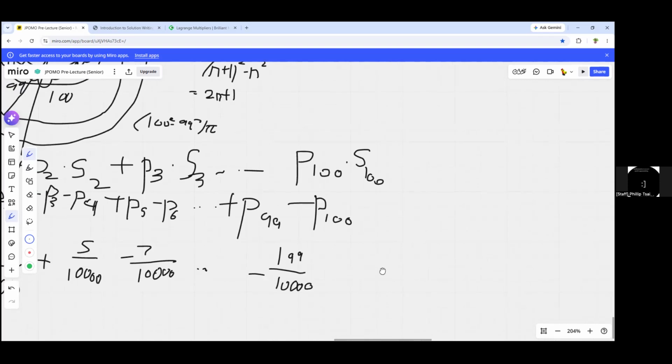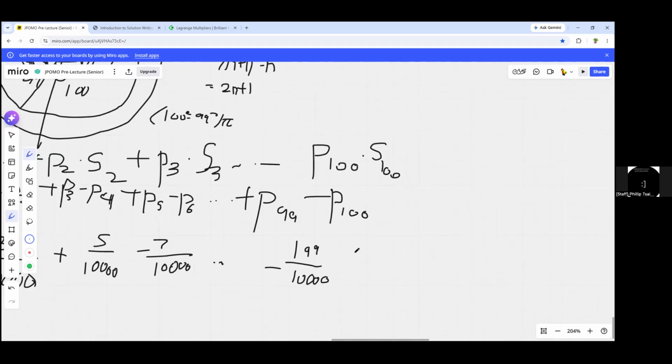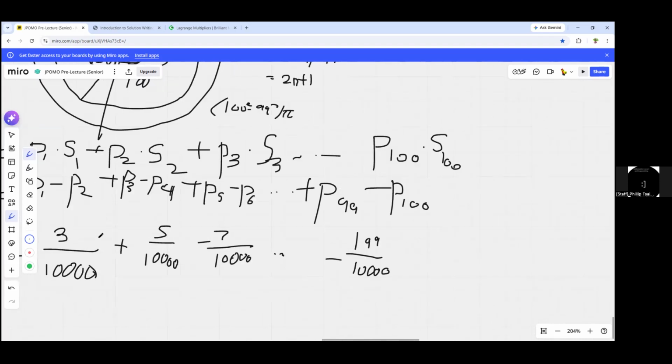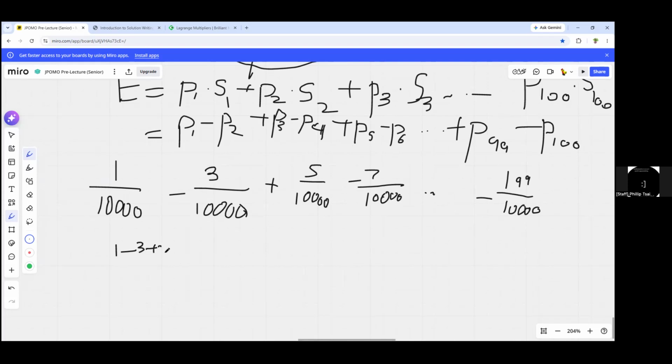Now, we can just focus on the numerator. The numerator is 1 minus 3 plus 5 minus 7, all the way until you add 197 and subtract 199. Basically, you're just subtracting and adding alternately the odd positive integers.